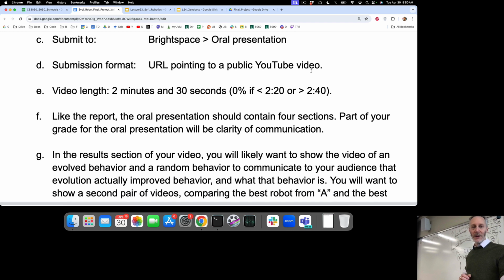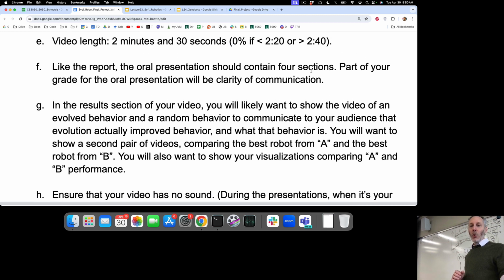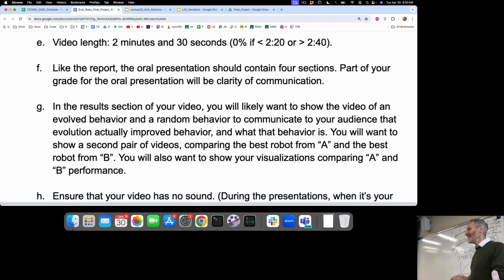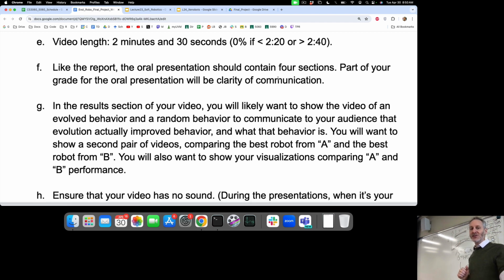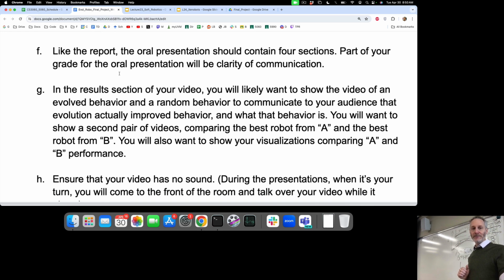Fair? Okay. All right. So what are you going to be putting into this 2-minute and 30-second YouTube video? You're going to be including 4 sections. So do the math. That's not a lot of time for each of these 4 sections. These 4 sections are going to correspond to the 4 sections we just talked about in the written report.